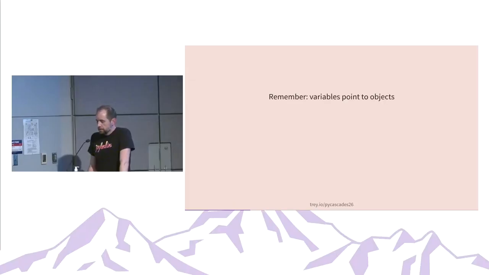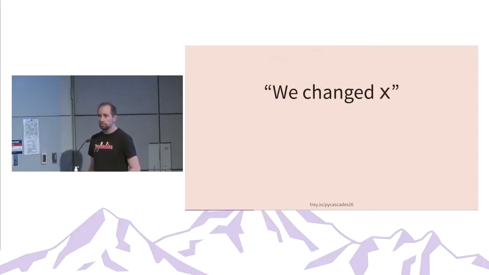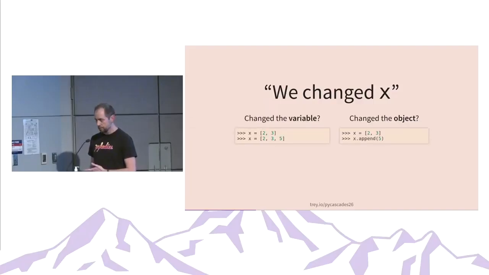So variables in Python don't contain objects. They point to them. Because of this indirection between variables and objects, there are two distinct types of change: mutations and assignments. Mutations change objects, and assignments change variables. Which means the phrase, "we changed x," is a bit ambiguous. Do we mean that we changed the variable or the object? Is it the variable x itself or the object that x is pointing to? In other words, did we do an assignment or a mutation?